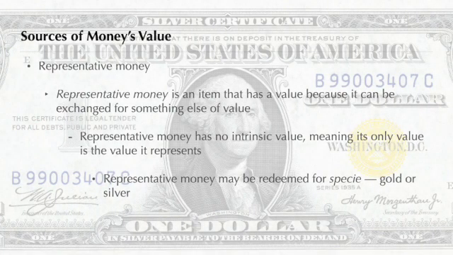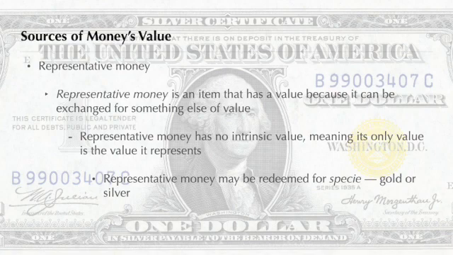An item that has value because it can be exchanged for something else of value is representative money. Such items have no intrinsic value. That is, their only value is the value they represent. The first use of representative money in colonial America occurred in the late 1600s.